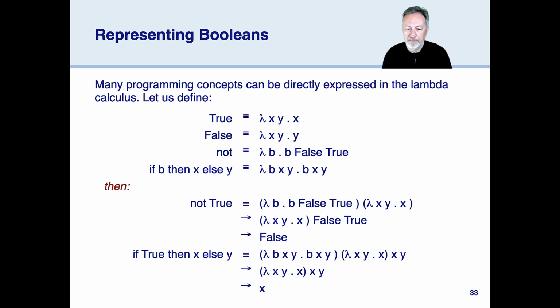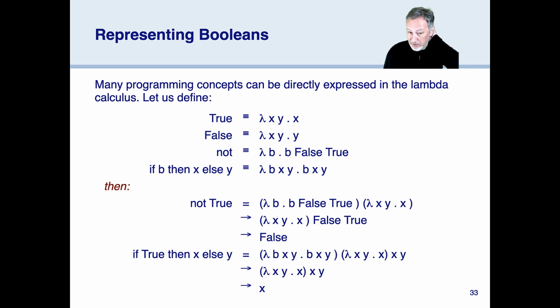Negation is a function that takes a Boolean as an argument and returns another Boolean. We'll see how it works in a moment. And an if then else takes a Boolean b and an x and a y, where b is a Boolean either true or false, or an expression that reduces to a Boolean true or false, and x and y are arbitrary lambda expressions. So it's really a function in three arguments, a Boolean and an x and a y, and what we do, we simply pass x and y to the Boolean.